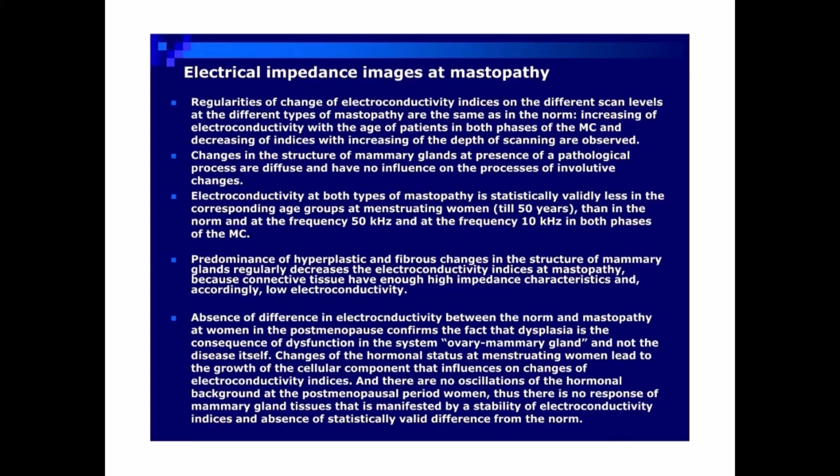Electroconductivity at both types of mastopathy is statistically and validly less in the corresponding age groups of menstruating women, up to 50 years, than in the norm, both at the frequency 50 kHz and at 10 kHz, in both phases of the menstrual cycle. Predominance of hyperplastic and fibrous changes in the structure of mammary glands regularly decreases the electroconductivity indices at mastopathy, because connective tissue has fairly high impedance characteristics and, accordingly, low electroconductivity.